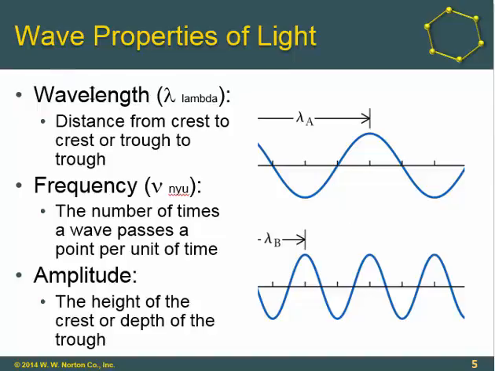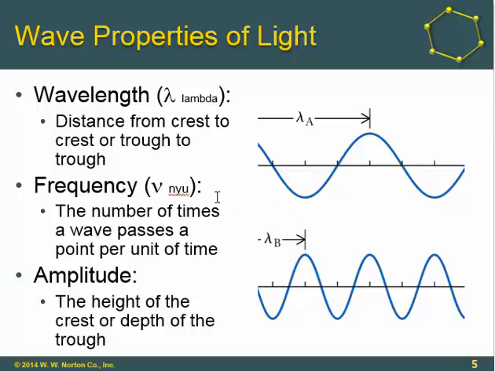First, wavelength. That is symbolized by the lowercase Greek letter lambda, and it's an actual length. It's the distance either from crest to crest or trough to trough, and it's expressed in units of meters or a multiple of meters such as kilometers, or a factor of meters such as nanometers or picometers.